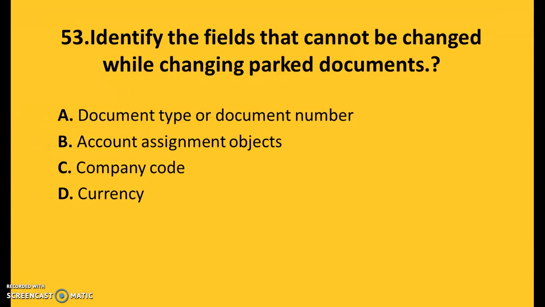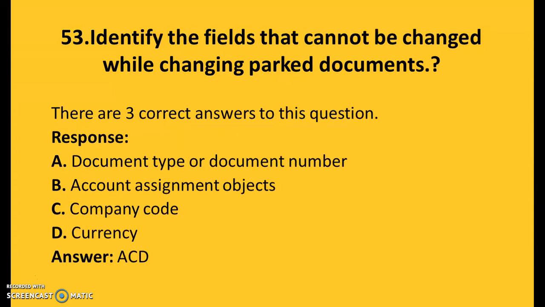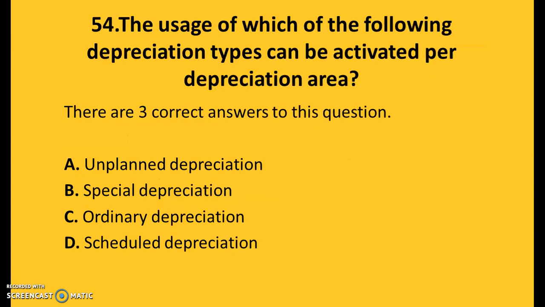Identify the fields that cannot be changed while changing part documents. Document type or document number, account assignment objects, company code, or currency. The three correct answers for this, those are like A, C, and D. So the fields that cannot be changed while changing part documents are document type or document number, company code, and currency.